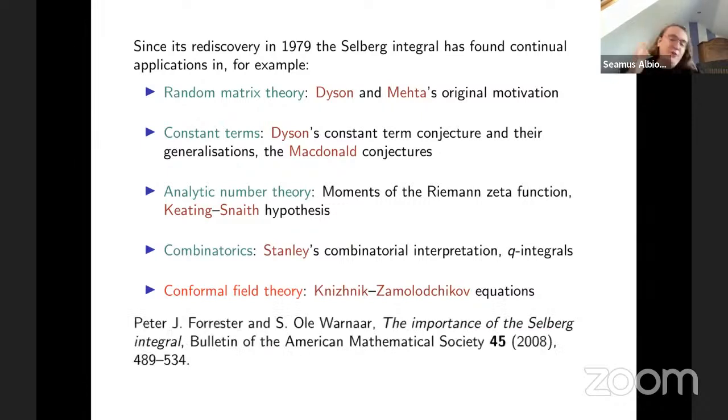Okay. And so if you want to read more about this, which is what I wanted to say before, you can read this really nice review article by Peter Forrester and Ole Warnaar, which is 15 years old now. But they go really over all of these things that I've just mentioned and all of the history of the Selberg integral. You can see a letter in Selberg's handwriting that he wrote to Dyson about integrals like this. You can see Bombieri actually explains what happened with the rediscovery of the Selberg integral in his own words. So it's really nice.